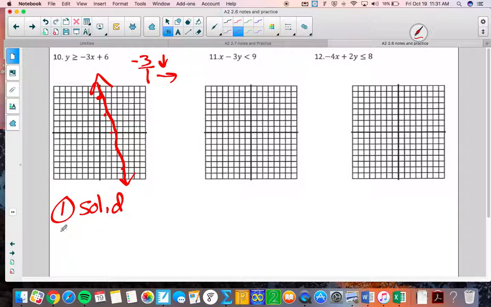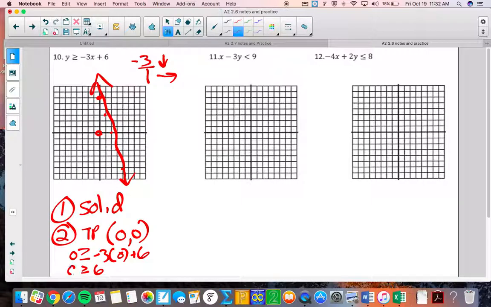Number 10, let's figure out which side of that line to shade. So we're going to test a point, we can do 0, 0 again. So we get 0 is greater than or equal to negative 3 times 0 plus 6. Again, negative 3 times 0 is nothing, it's 0. So 0 plus 6 is 6. Is Pac-Man eating the correct way? No, it's supposed to be eating the bigger thing, and it's not. So this is false. And that point that we just checked is not a solution. Since it's false, that means everything on the other side of the line is a solution. So there's my shading.